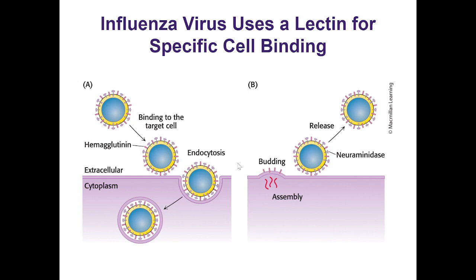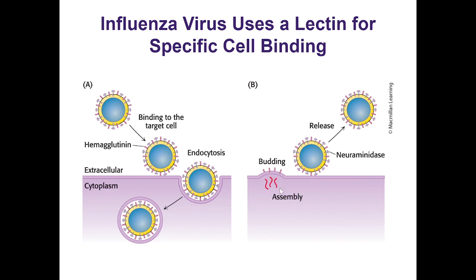This right here is what we were talking about in a wonderful, beautiful diagram graphic format. So again, we have our virus. It's going to use the lectin for the specific cell binding. This right here is your hemagglutinin. This right here is the endocytosis. And so we're going from the outside, binding to this target cell, then entering into the cytoplasm. Okay?